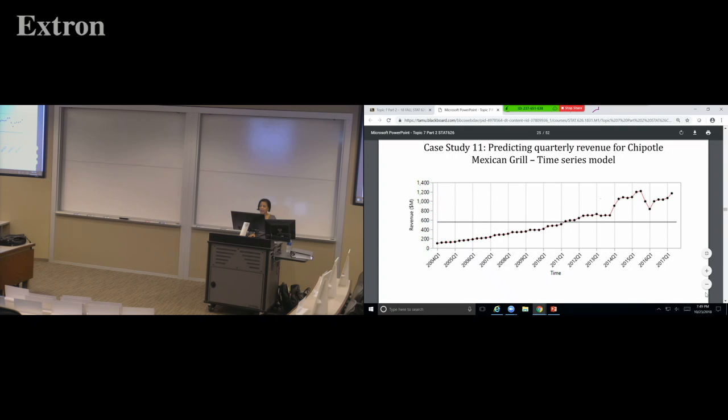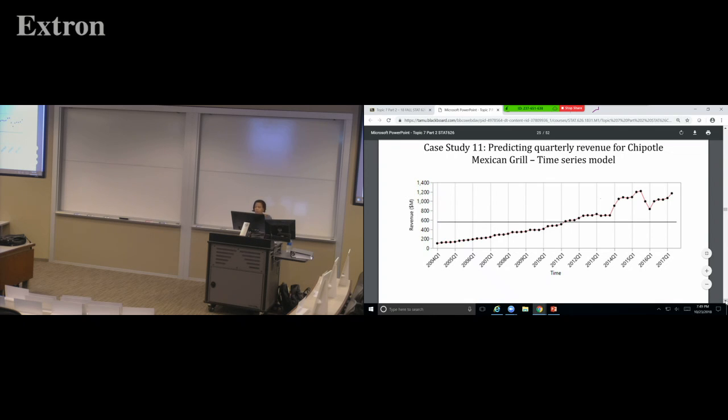Let's take a look at Chipotle Mexican Grill in a way that you might have looked at it previously. Before you ever walked in here today, what would you have done? Given Chipotle's quarterly revenue, you would have created a time series plot of that revenue. And what you would see is that the revenue increases over time, but as you move to the right, the variability also increases. So one thing we need to do first is stabilize the variance. One way to stabilize the variance is to do a log transformation of the revenue.